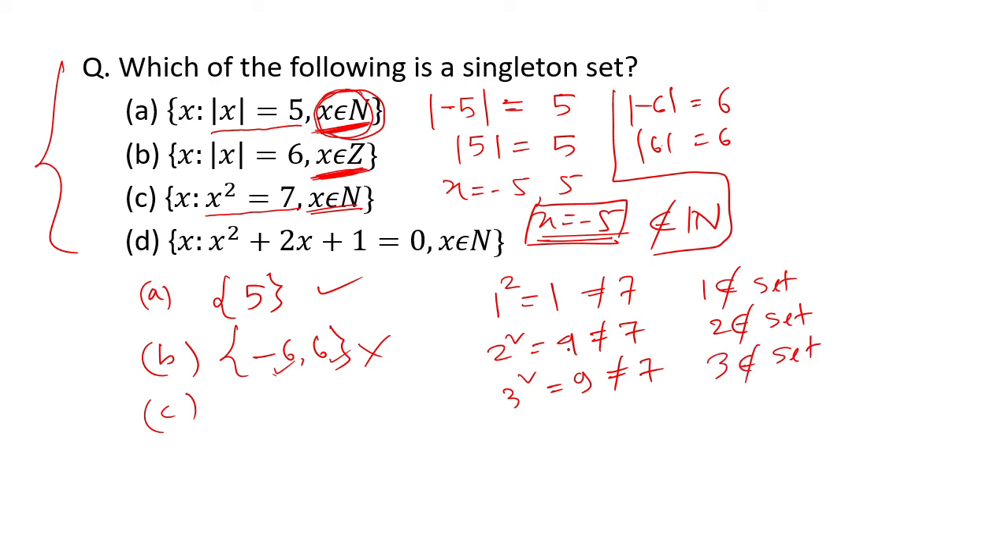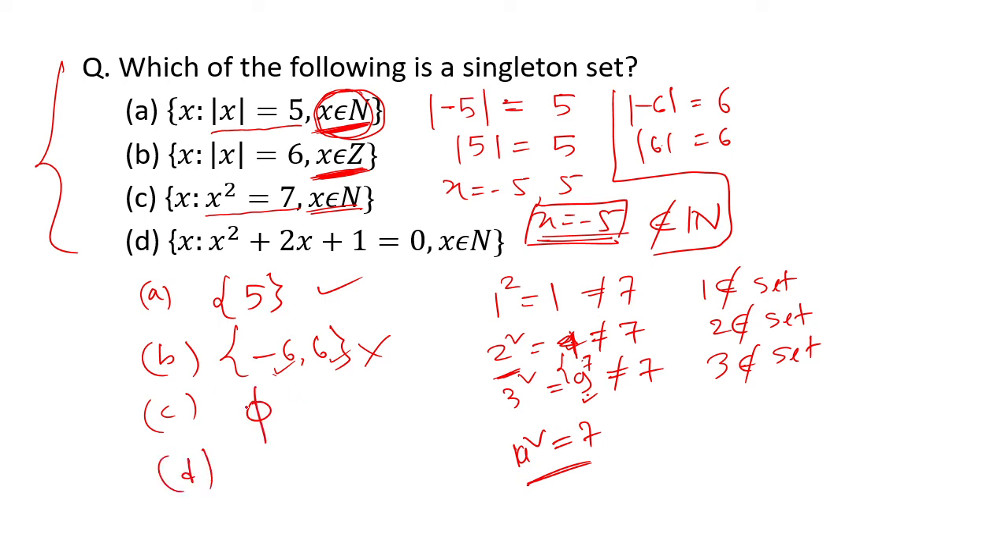So see, you got 4, you got here 9. 7 is in between 4 and 9. So there is no other natural number whose square can be 7, because this is 4 and this is 9. So 7 must be in between these, and for 7 there is no natural number whose square is 7. So this set is empty.